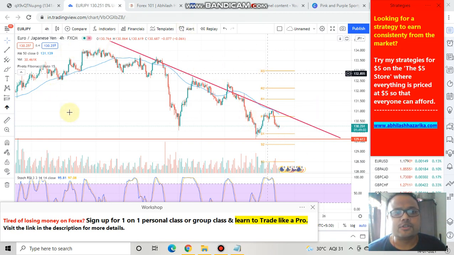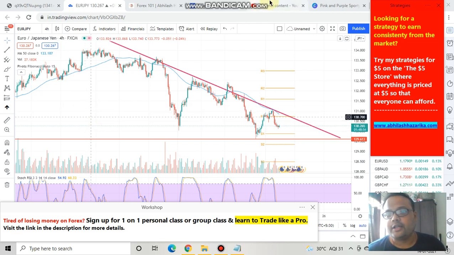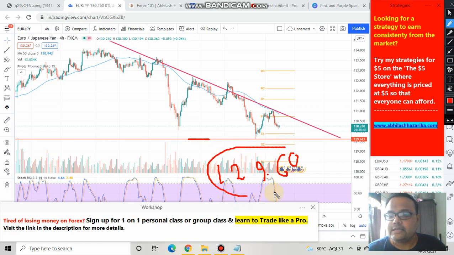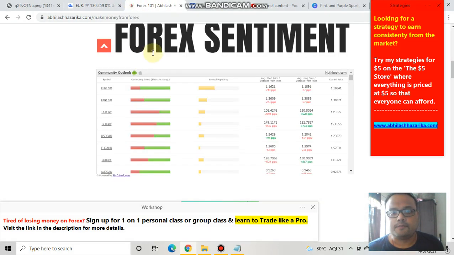So this is the 4-hour chart of Euro JPY, and you can clearly see that I have got two lines on the chart here. First and foremost, this line at 129.60. This level is the support for the market, whereas this pink line is acting as a dynamic resistance for the market. Before going further, I would like to show you this chart.